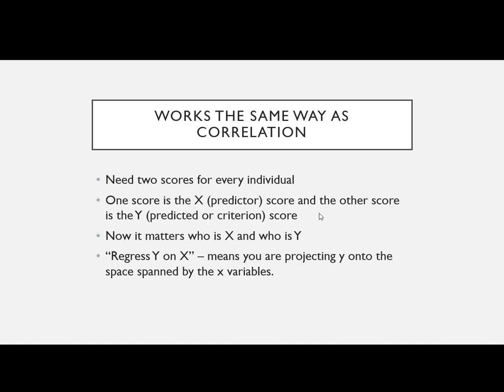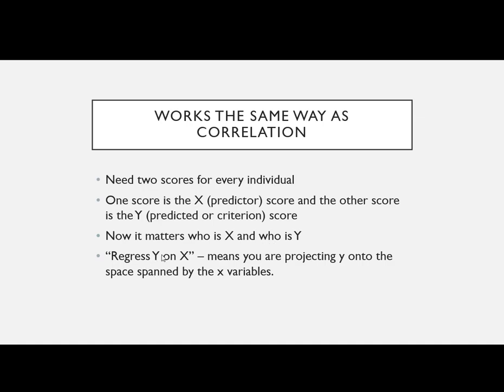You have to have a data set that has both the predictor and the outcome, and then you're going to use that data set. Again, remember, the whole point of inferential statistics is to generalize back to the population. So you're using your sample data to generalize to the population. Now it matters who is X and who's Y, so these aren't interchangeable.